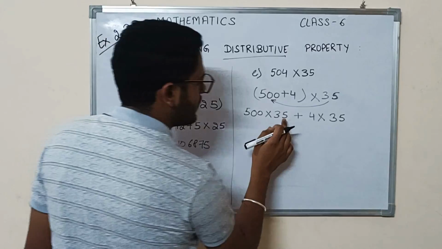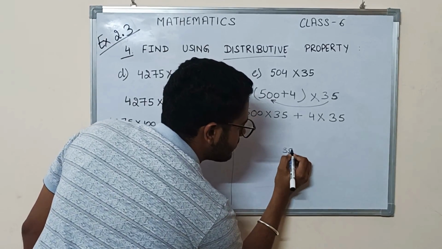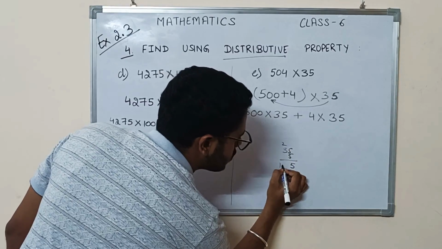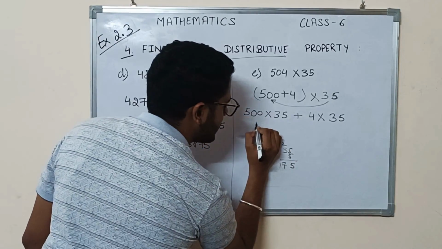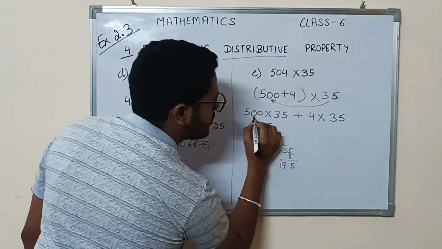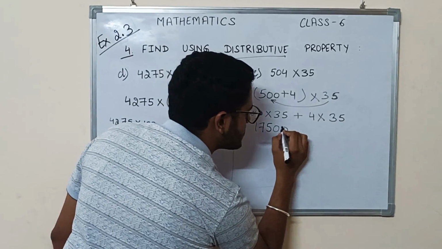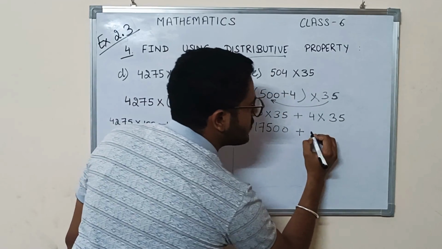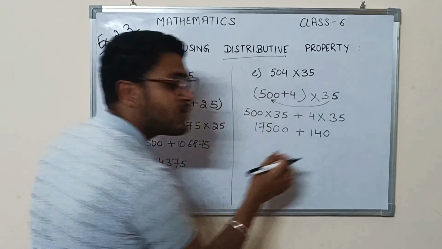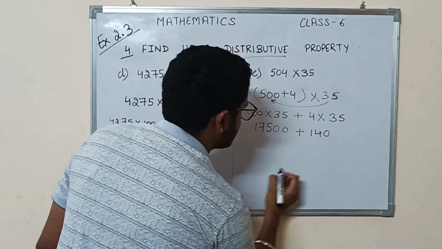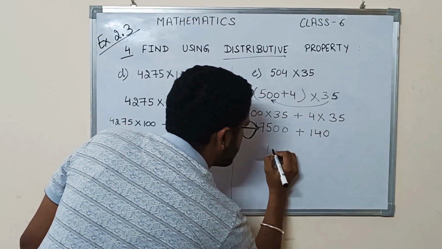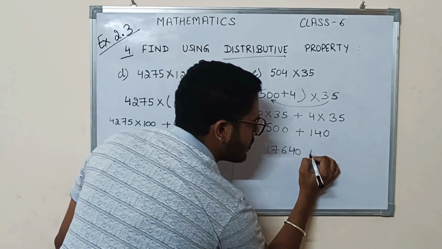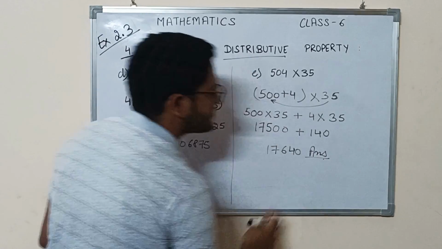Now let's do 35 into 5. 5 fives are 25, 5 threes are 15 and 2, 17, so 175. 175 followed by 2 zeros, plus 35 into 4, 140. Now let's quickly add them. When you add them, you will get 17640, which will be our answer.